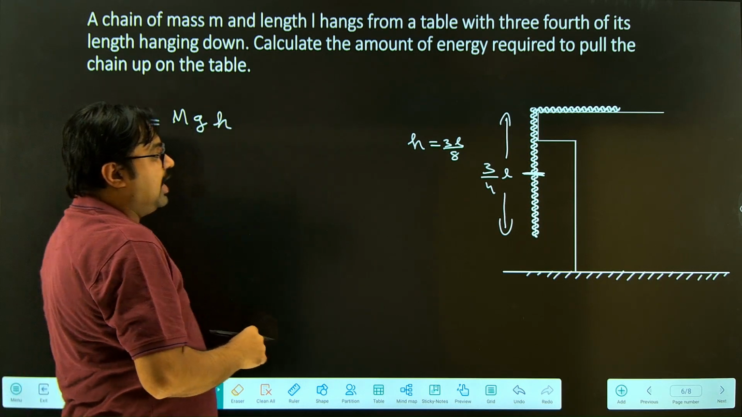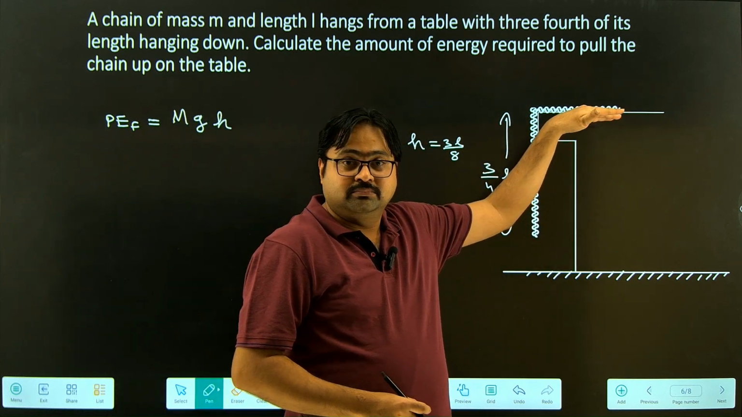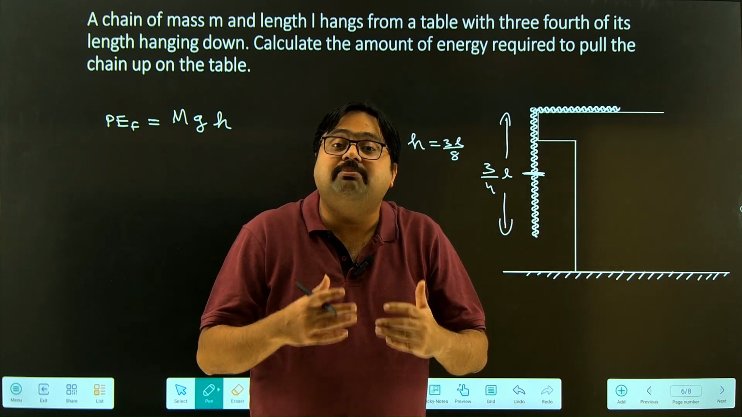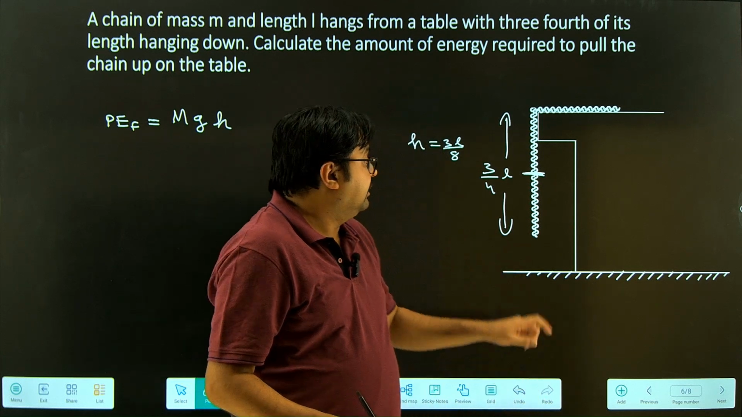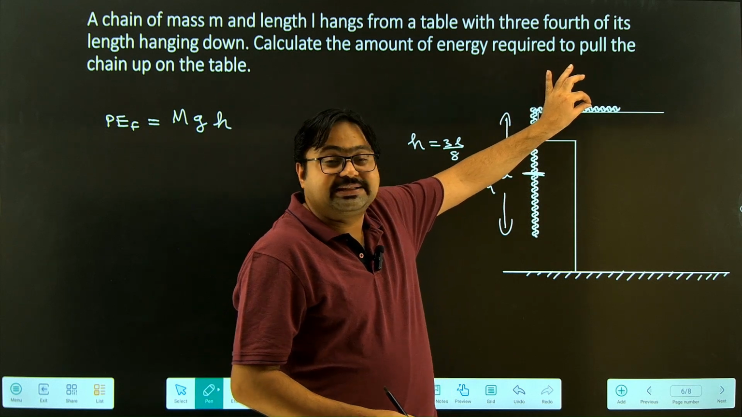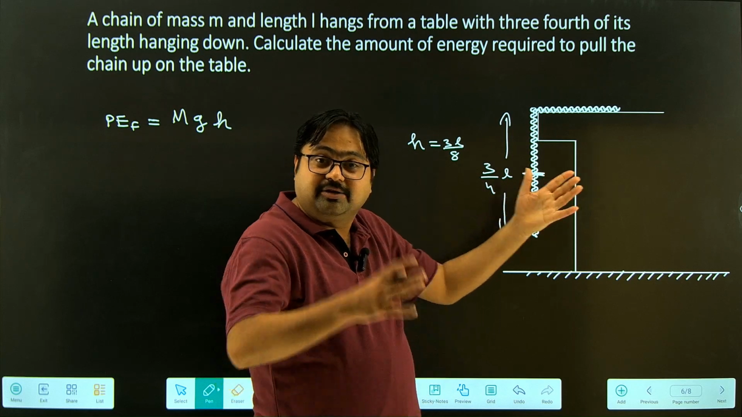h. h is the height by which the center of mass of the chain has to go up, because center of mass is that point at which all the mass of the chain is assumed to be concentrated. So the whole chain is concentrated at this place. If you can take the point up, assuming that all the mass is here, then you have solved the problem.